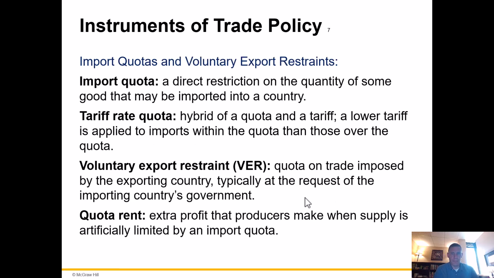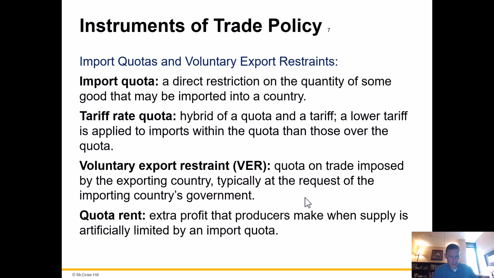An import quota is a direct restriction on the quantity of some good that may be imported into a country. A tariff rate quota is a hybrid of a quota and a tariff. A lower tariff is applied to imports within the quota than those that go over the quota.